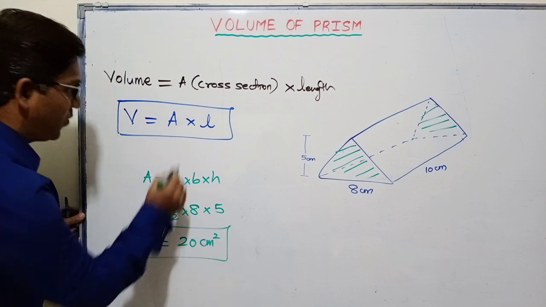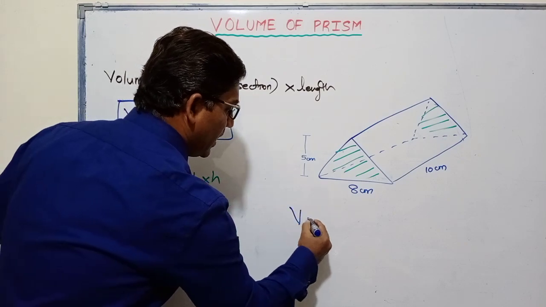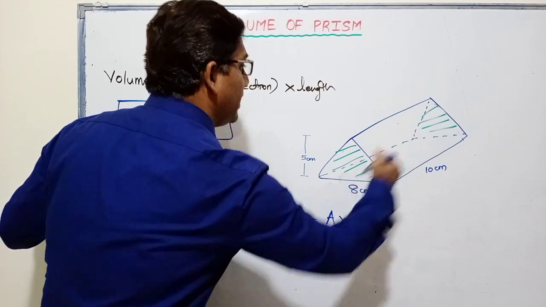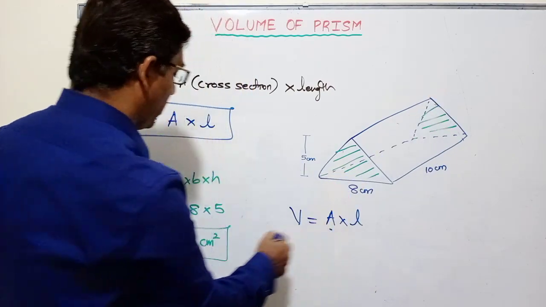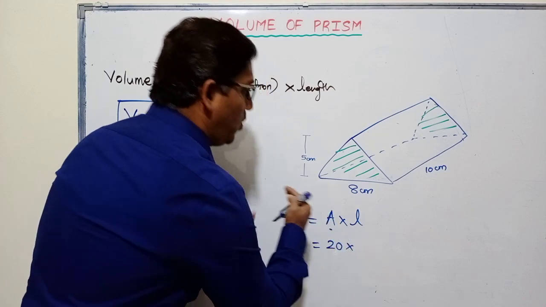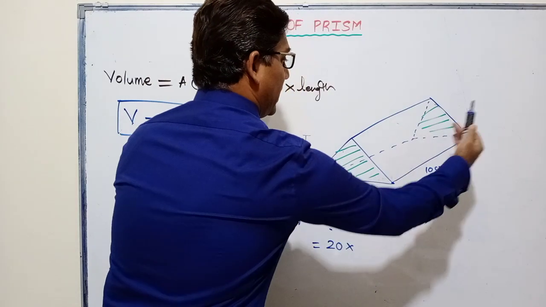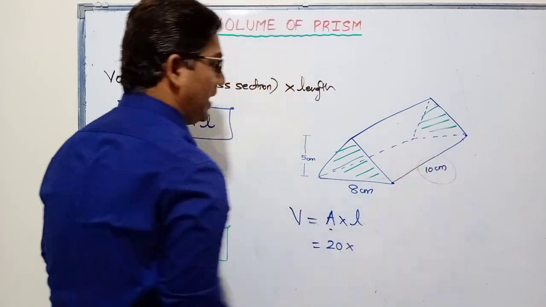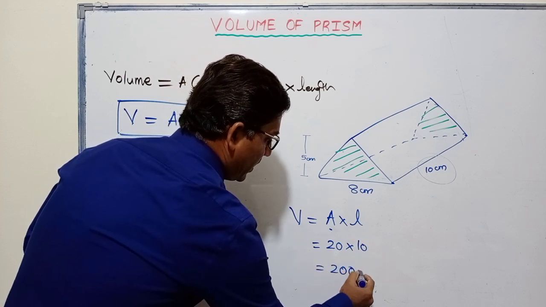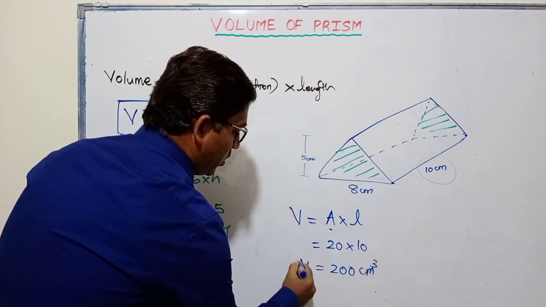Now you have the value of A. Let's find the volume of the prism. The formula for volume is area of the cross section multiplied by the length of the prism. The area of cross section we already calculated is 20, so we substitute 20 here. How long is the prism? The distance between the two cross-sectional faces is known as the length, and my length here is 10. So substitute 10 here. 20 times 10 is 200 centimeter squared times centimeter. My unit for volume is cubic units.